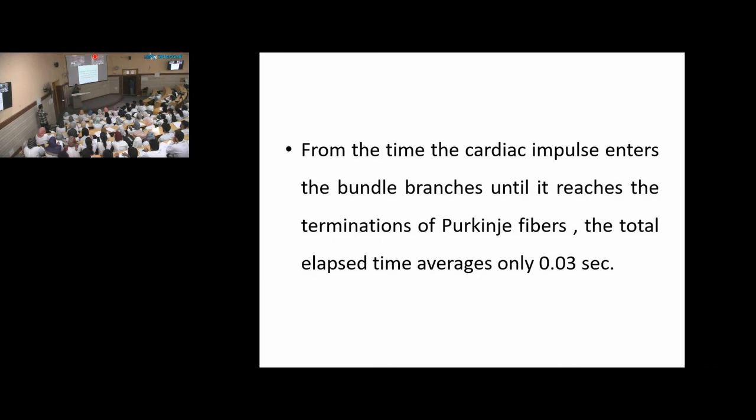0.16 seconds. Now let us see how much time it takes from the tip of the interventricular septum to spread throughout the ventricular muscle mass. From the time the cardiac impulse enters the bundle branches until it reaches the termination of Purkinje fibers, the total elapsed time averages only 0.03 seconds. And this minimum time taken is because of the fast conducting Purkinje system. Okay, so that is the importance of these Purkinje fibers. Only 0.03 seconds.